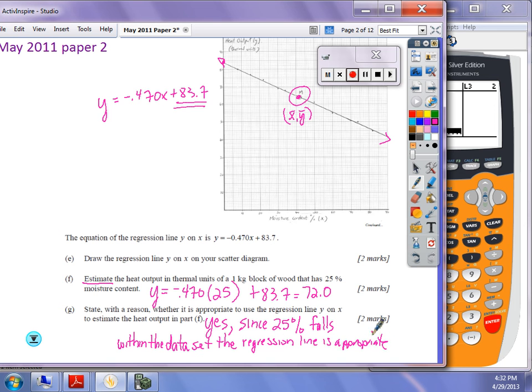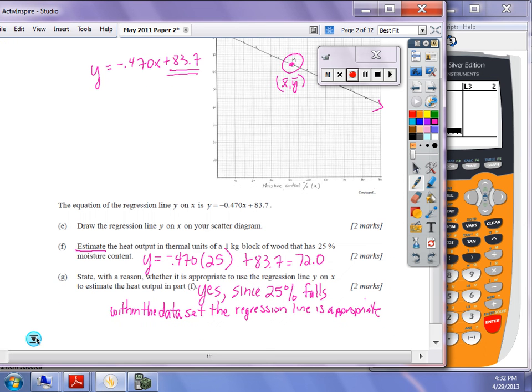And then we're going to add something else on. We're going to say also the R value is close to -1, which is also a reason that it's appropriate to make predictions because we have this really close correlation.